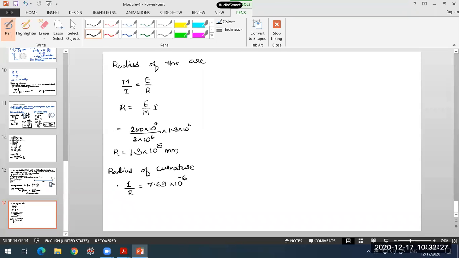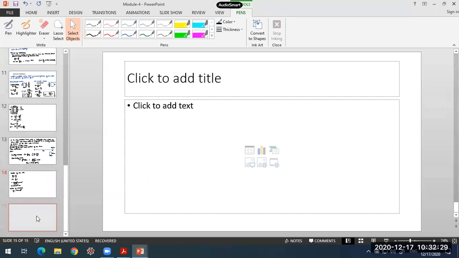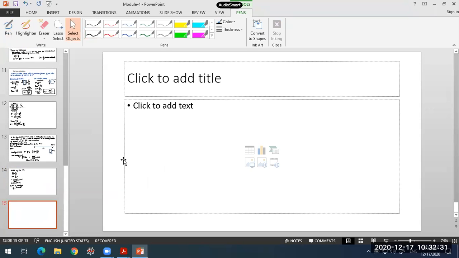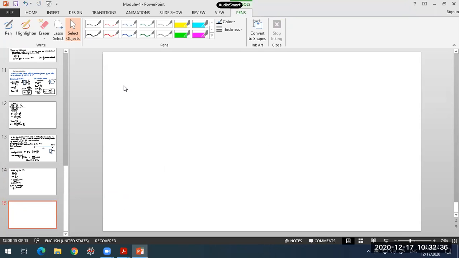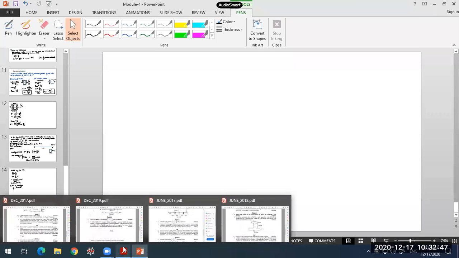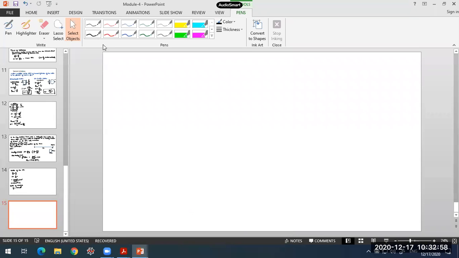So this is how we use that flexural formula in our problems. Okay, we'll come to the next problem. What we have. Yes, you can write on this one.